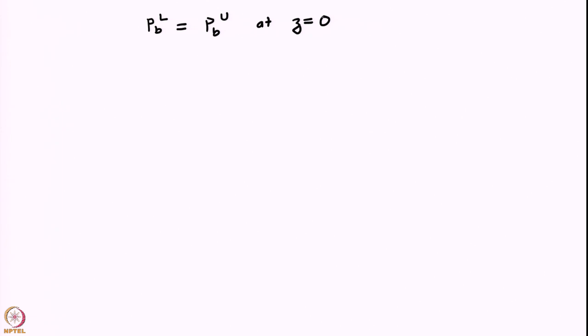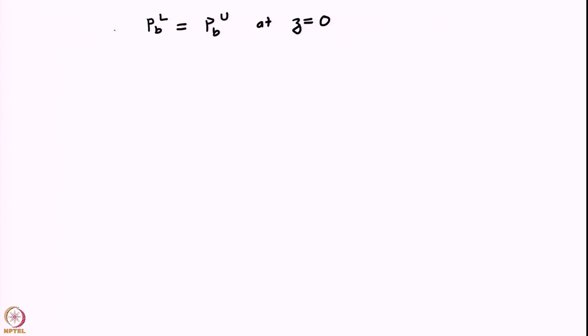Once again, I would like to repeat that this does not imply that there is no surface tension. Recall that surface tension requires curvature of the interface in order to produce a pressure jump. Because in the base state the interface is flat, there is no curvature. So, despite having surface tension, we are going to have a continuous pressure in the base state.